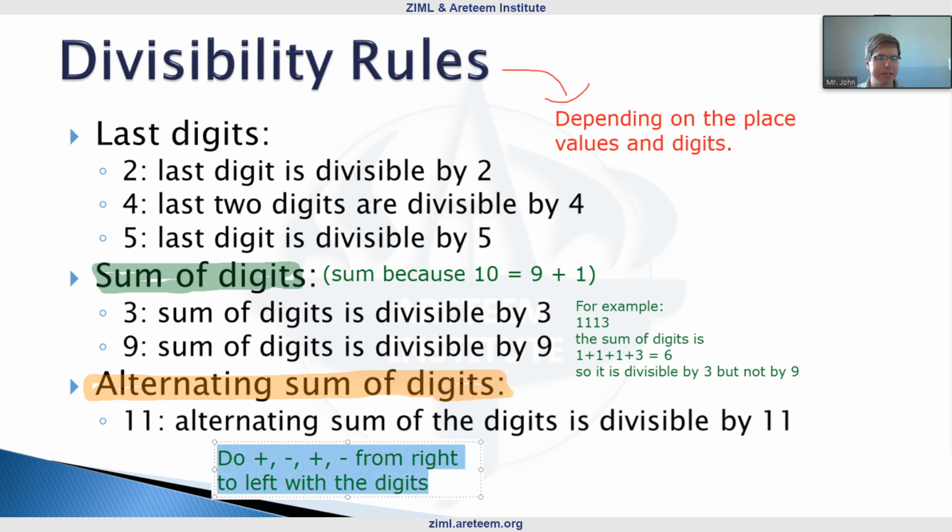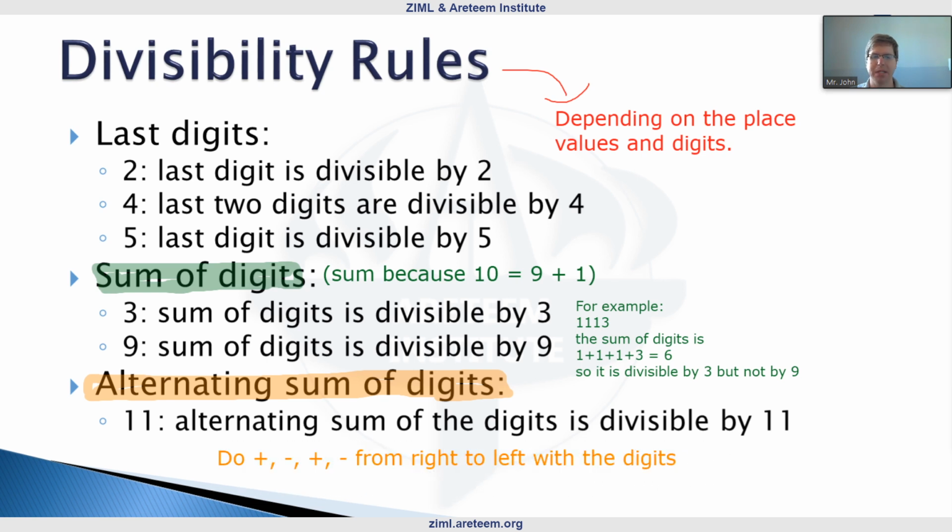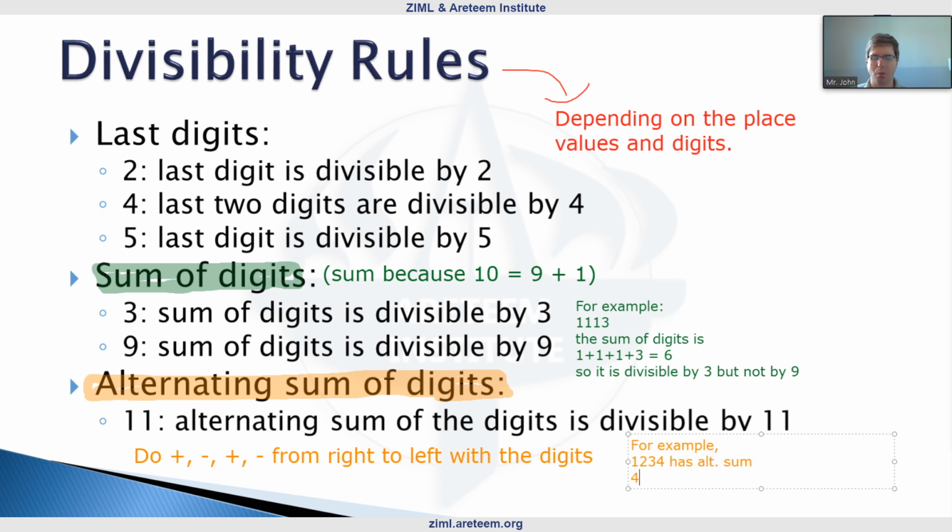So let me do an example here for this one. This way might be a little bit different than you might have seen this in the past, so that's where I want to think about it this way as well. If we do a quick example on the bottom, for example, 1, 2, 3, 4 has alternating sum 4 minus 3 plus 2 minus 1 is equal to 2. So it is not divisible by 11. So this is what we have there as well.